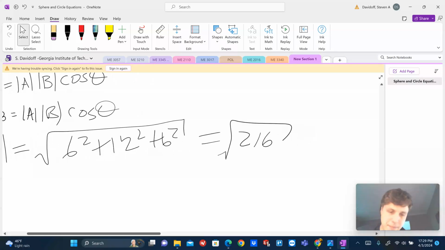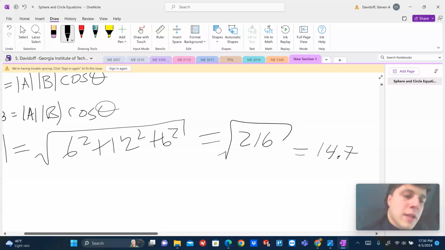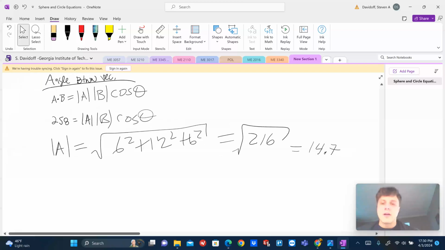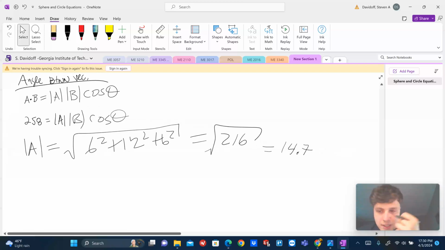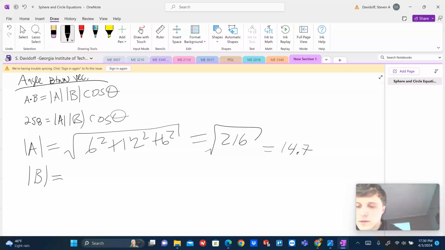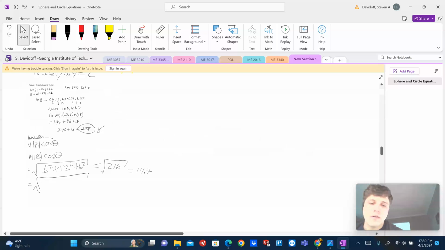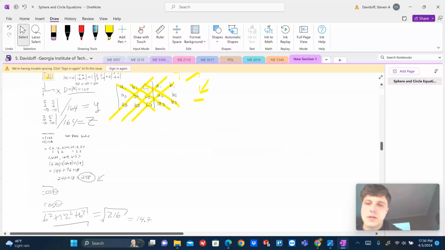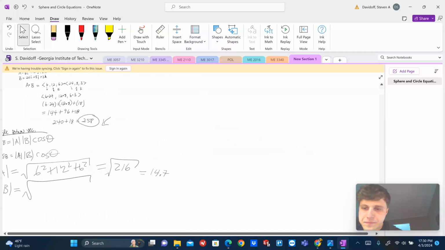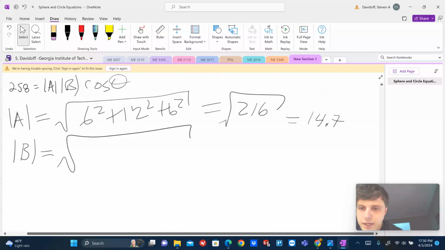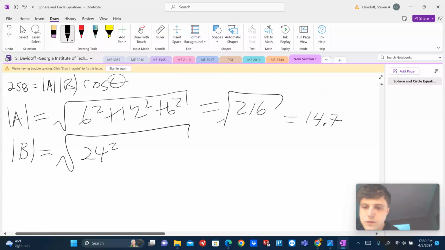I mean, you could leave it as the square root of 216 if you don't want a nasty decimal on your paper. Obviously, regardless, we're rounding here. All right, now the magnitude of B. Same scenario. I'm going to take 24 squared, 8 squared, and 3 squared plus 8 squared.